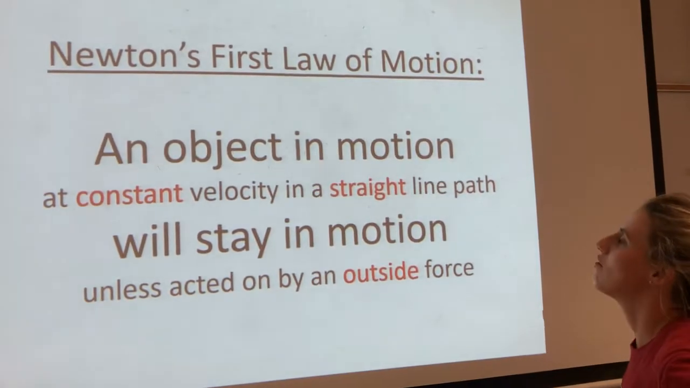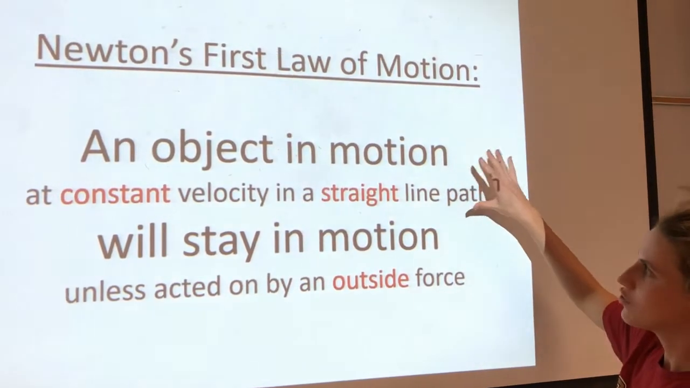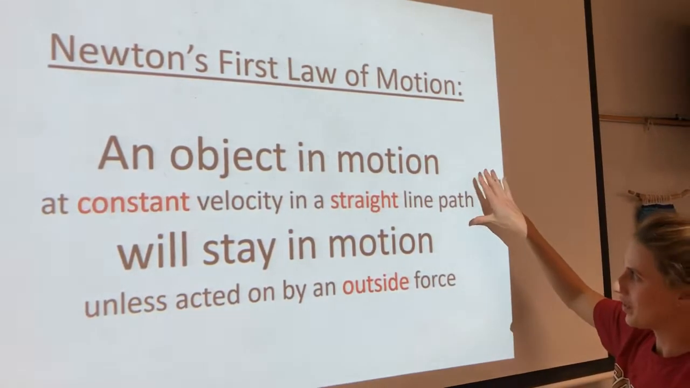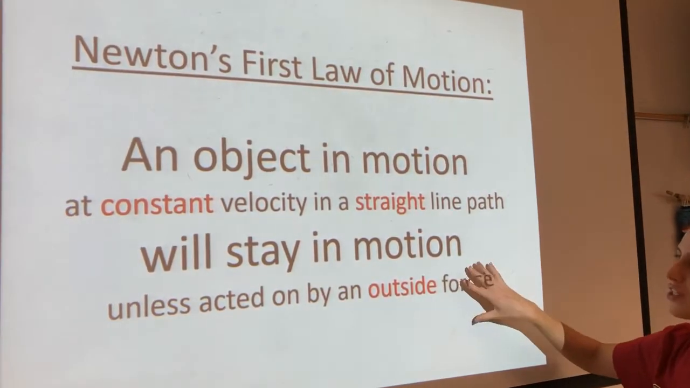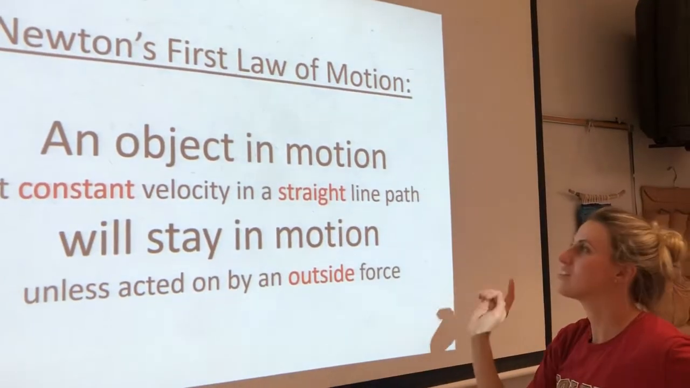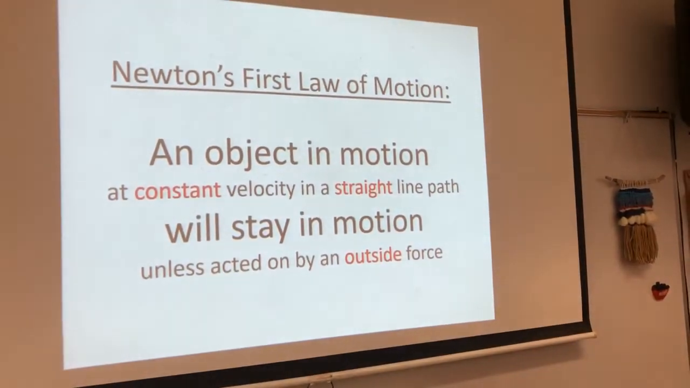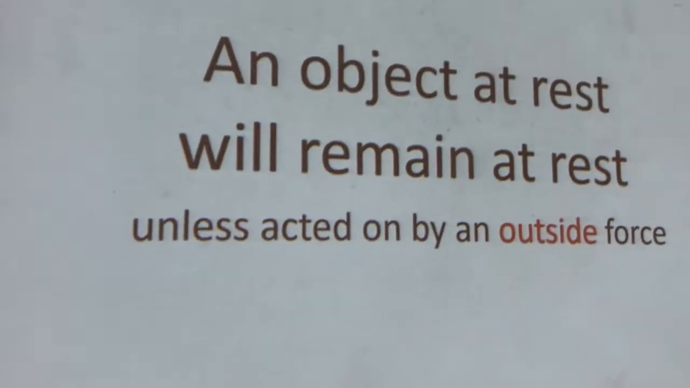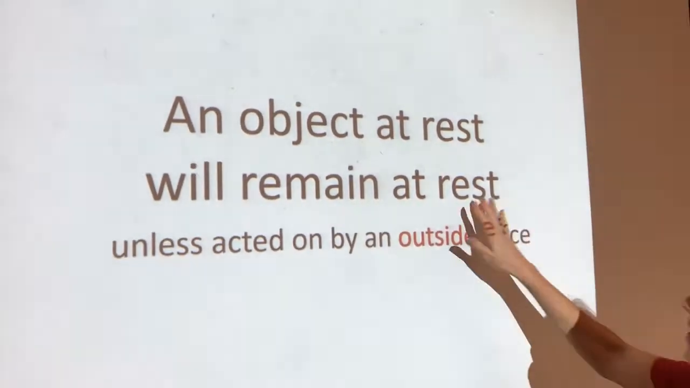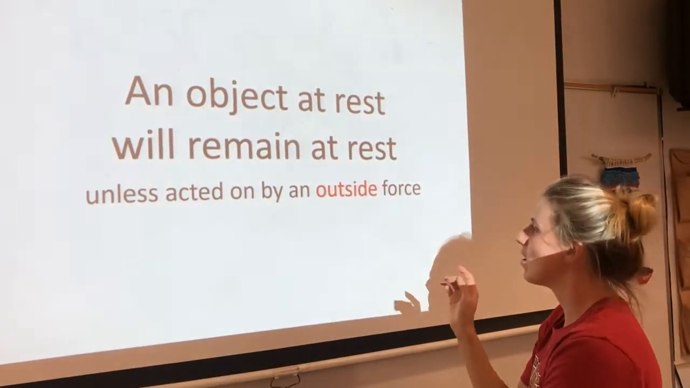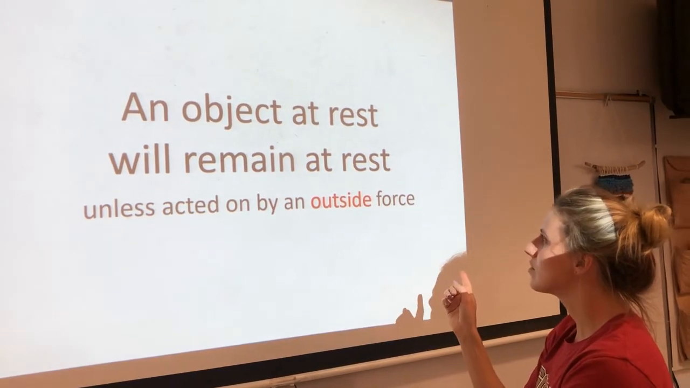Newton's first law of motion. An object in motion at constant velocity in a straight line path will stay in motion unless acted on by an outside force. And part two, an object at rest will remain at rest unless acted on by an outside force.